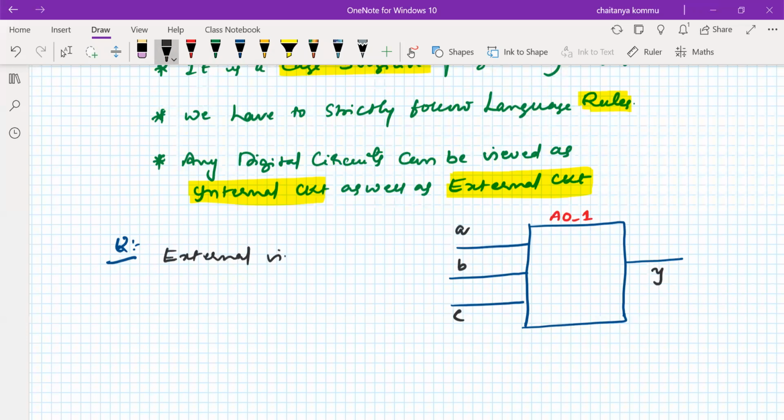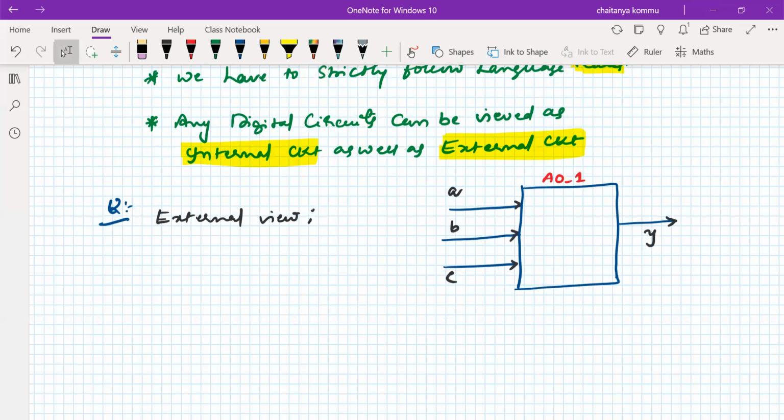External view means we are able to visualize only the inputs and outputs, right? Consider this is one input, this is another input, this is another input, and this is an output. The external view of this circuit is only what we can see out of the box, right? So the external view is simply A, B, C, Y. Of course, we can also see AOI_1. This is what we normally look at.